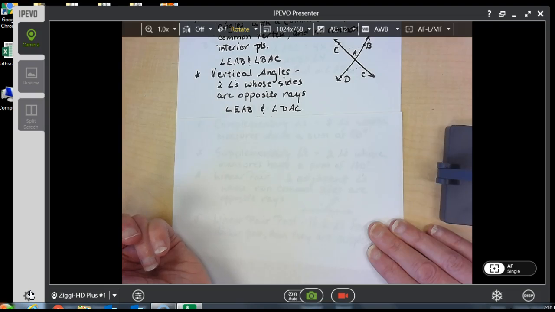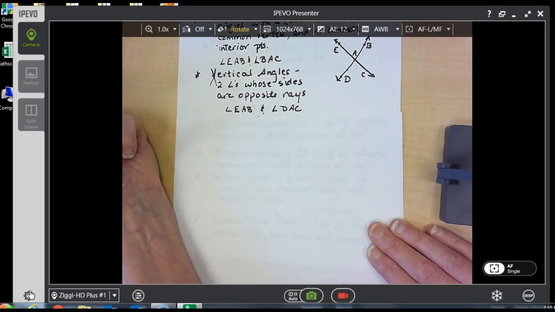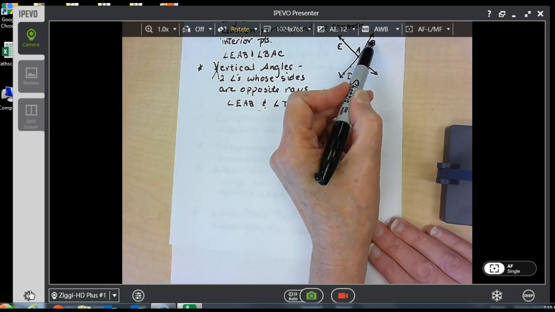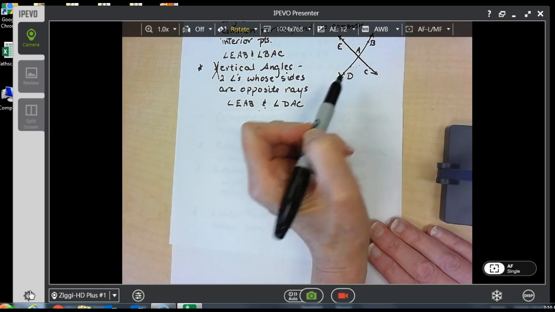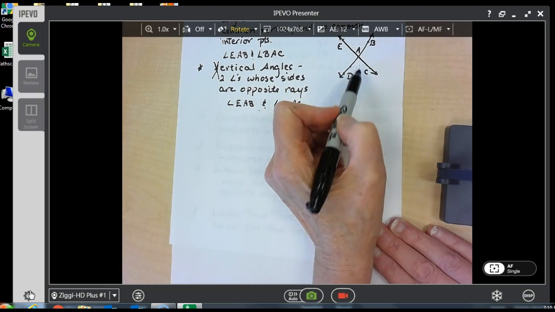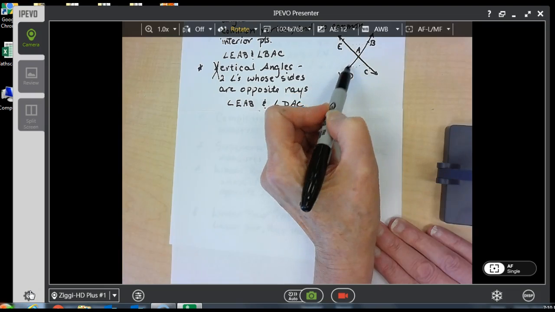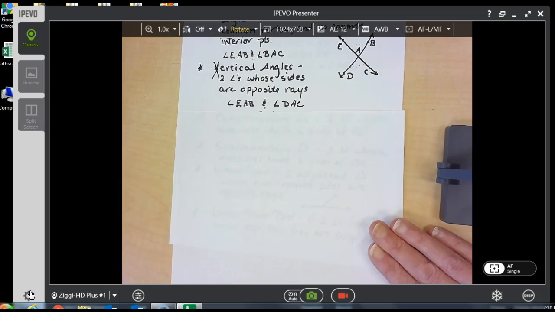And vertical angles, to remember them, makes a V. So if you took two V's, put them on top of each other like that, you have vertical angles. EAD and BAC are also vertical angles, so they don't have to be vertical. They could be horizontal. As long as they make the two V's back to back, we're okay.